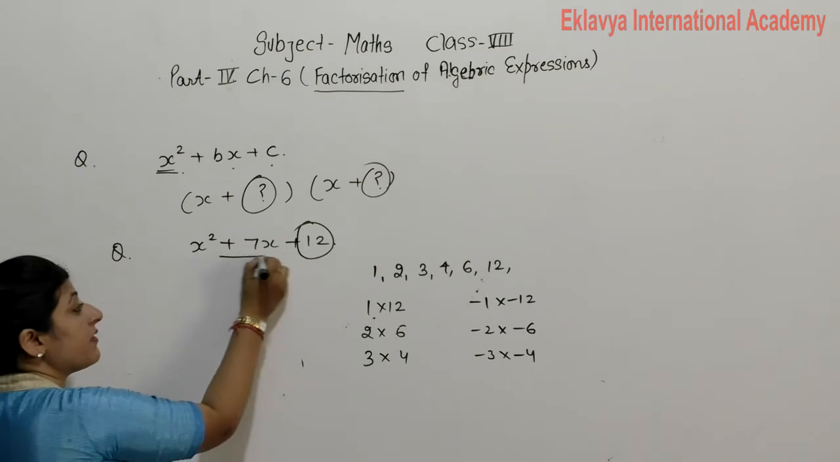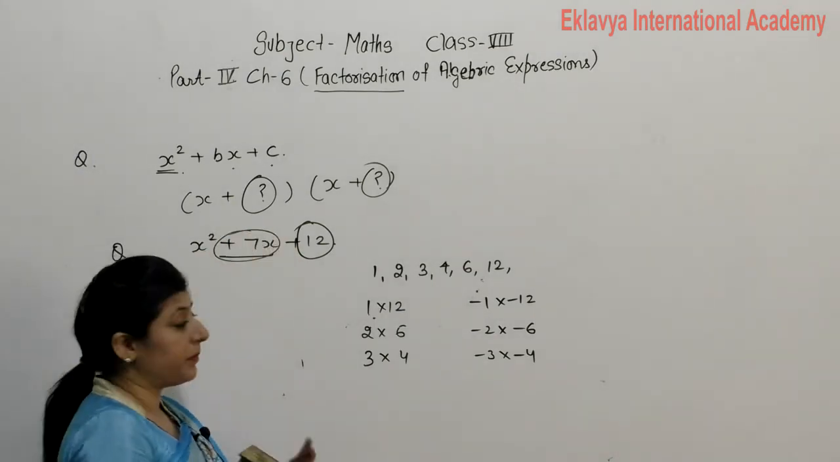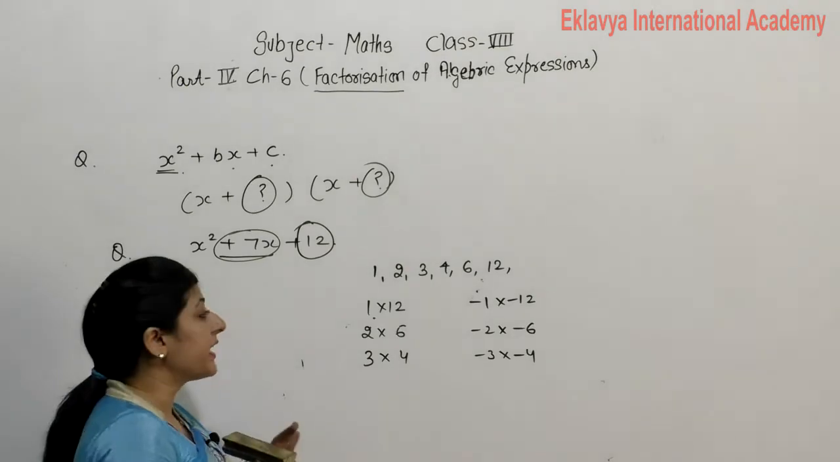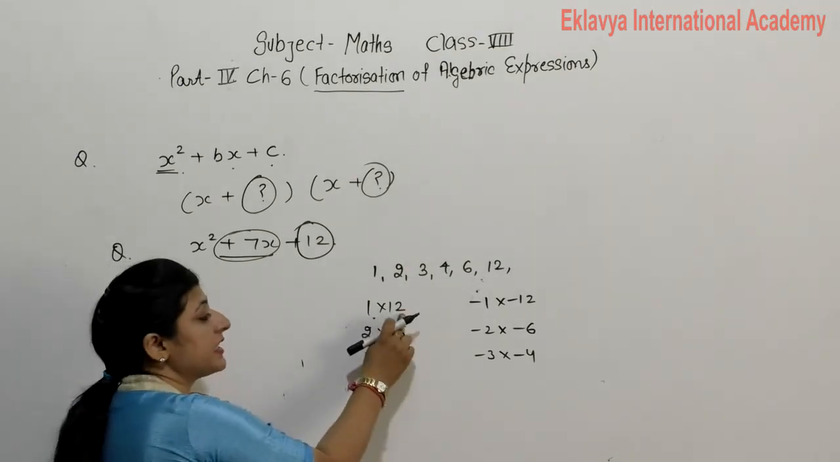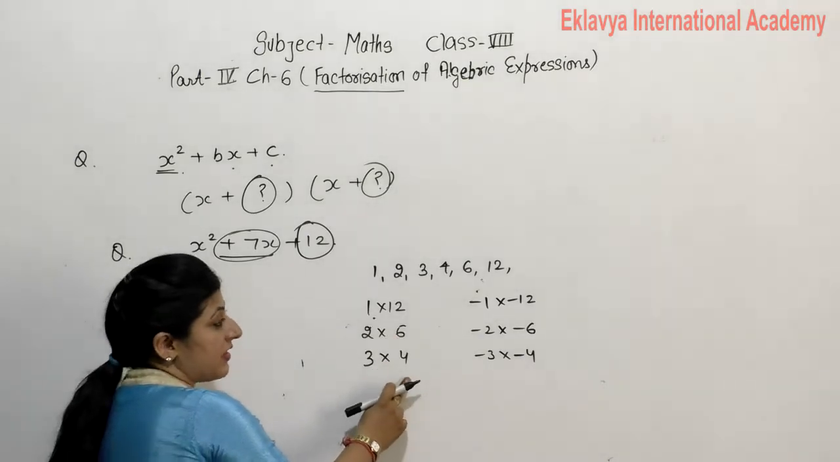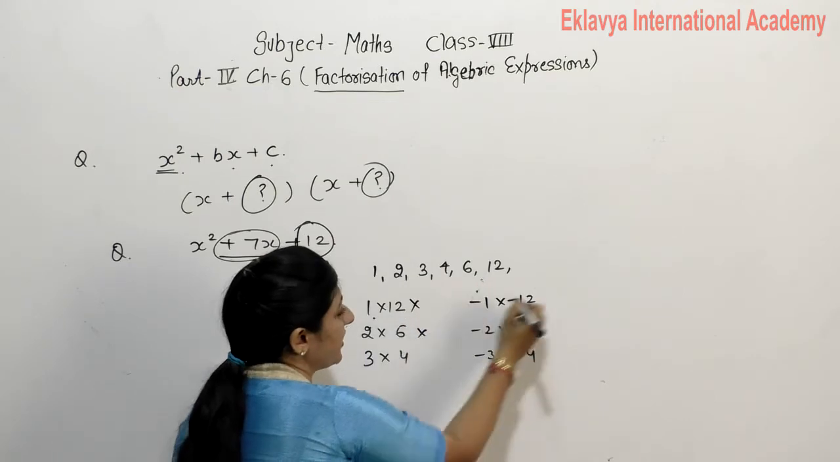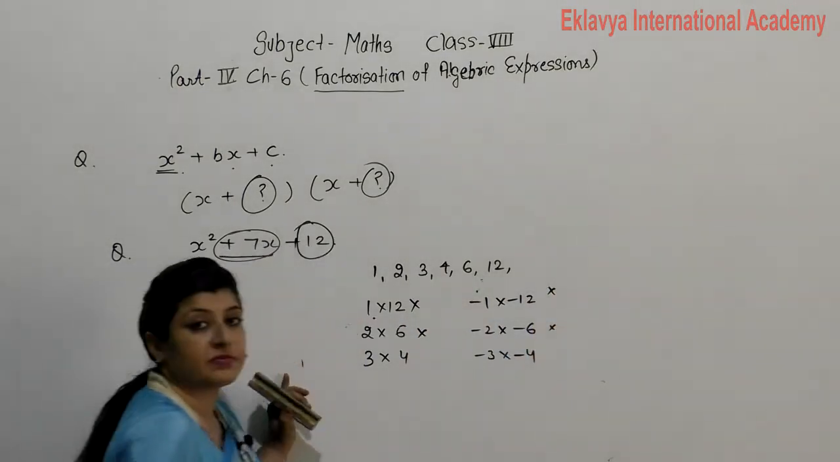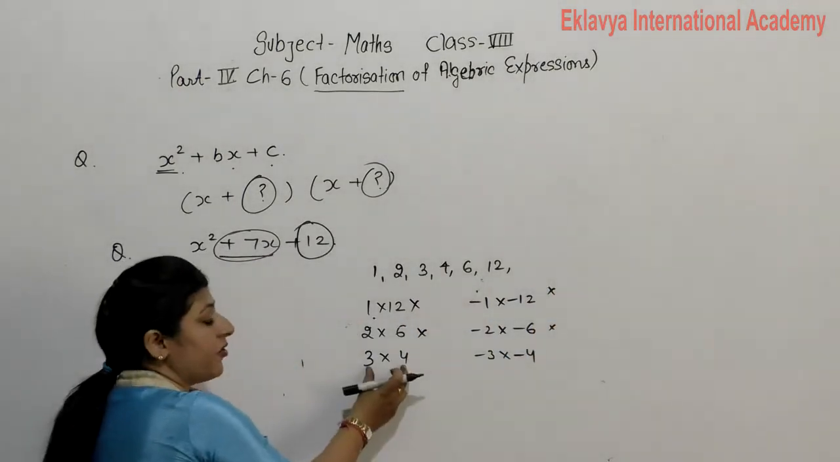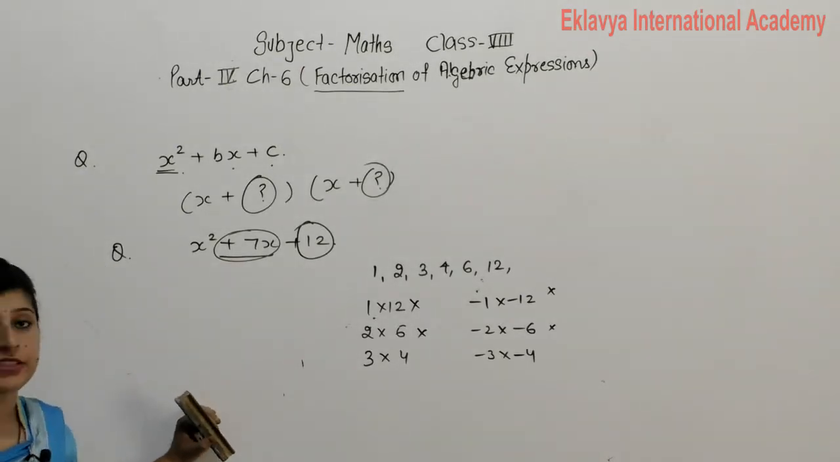Now see the middle one, we need the plus 7. Then firstly try with the plus sign. How can you get the 7? 12 plus 1, 13. 6 plus 2, 8. 3 plus 4, 7. Here, it means these others we can't take. 3 plus 4 is 7, minus 3 minus 4 means minus 7.